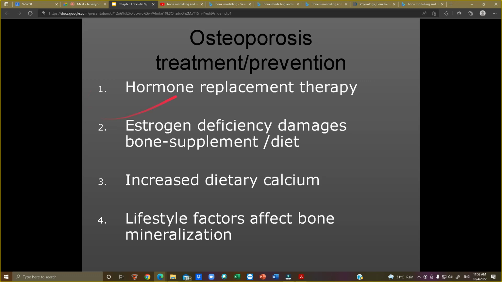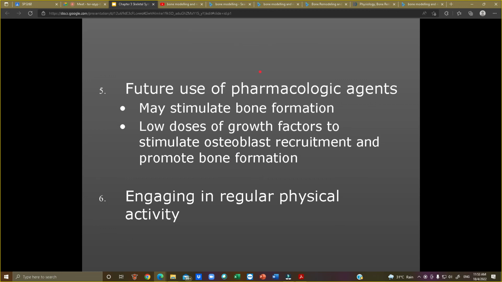Okay, ni contoh dia treatment ni. Hormone replacement, estrogen deficiency. This is a cause of cessation of menses. Okay, and then we can increase dietary calcium, especially to type 2 osteoporosis, and also lifestyle factor affect bone mineralization. Especially if you are sedentary, hypertrophy jarang-jarang berlaku, but hypertrophy always occurs. So we need to change in order to avoid osteoporosis. Right? And then some pharmacological agent may stimulate bone formation, low dose of growth factor, engaging in regular. Again lah, benda yang sama je ni.